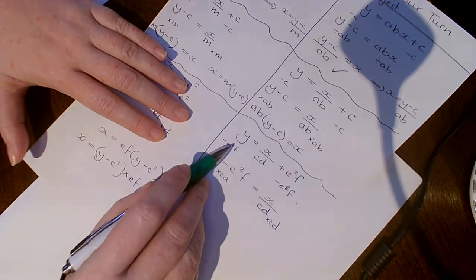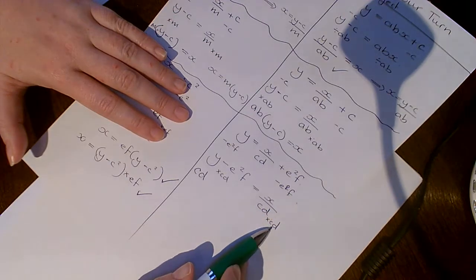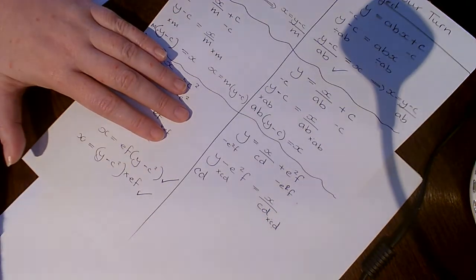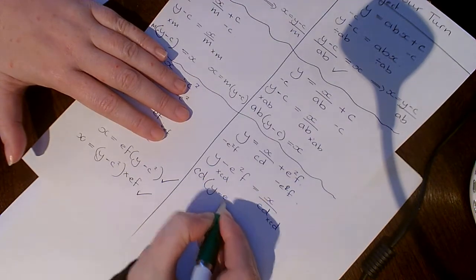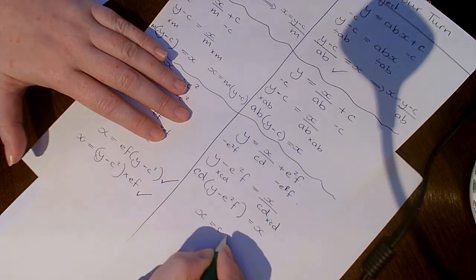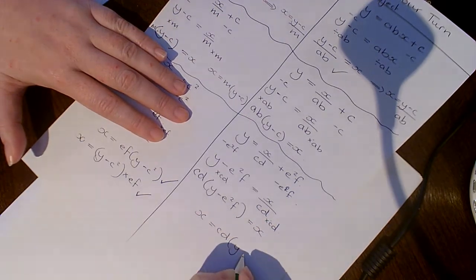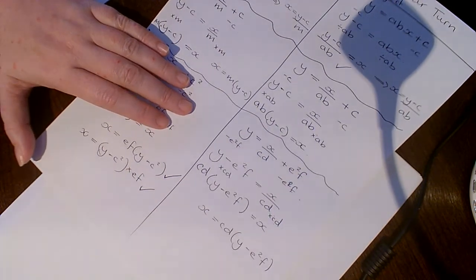We've talked about this before. If you want to write these like this to help you, you can. You do not have to do it. If you get happy with them and you know what you are doing, that is absolutely fine. And then we're going to put that in a bracket, equals x. So x equals cd times, in brackets, y minus e squared f. So that one looked quite complicated, but it was still the same method.